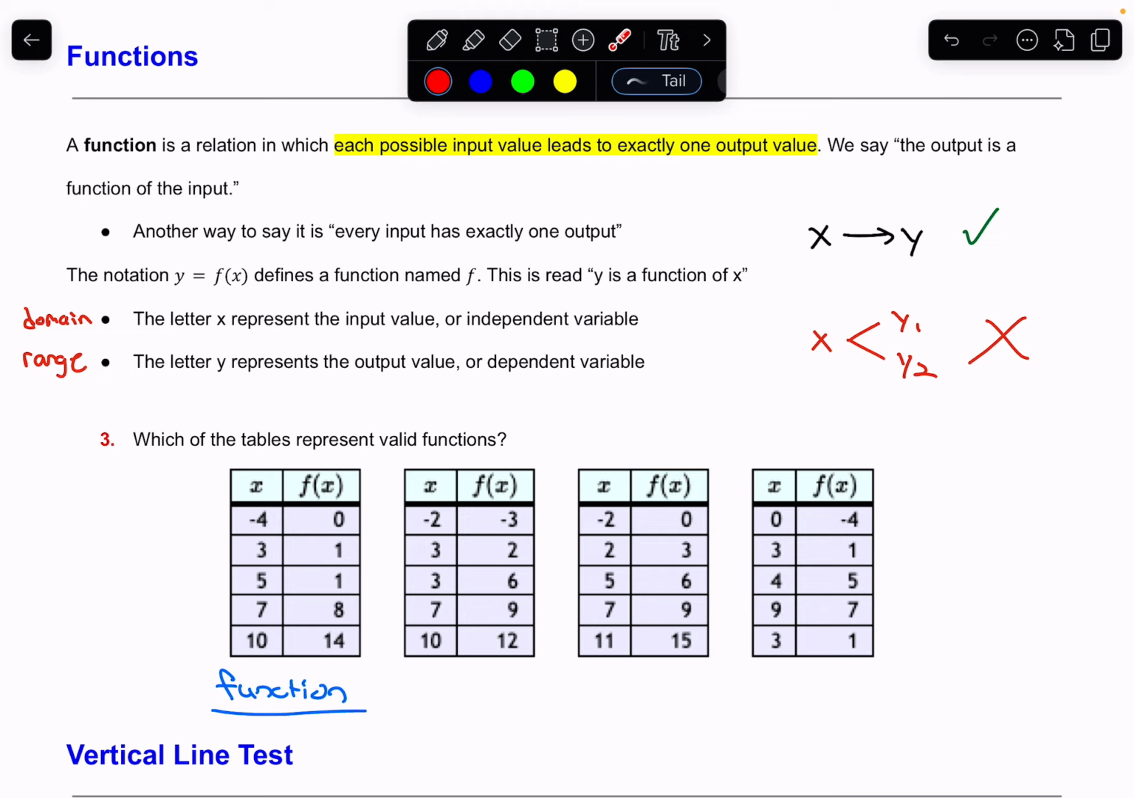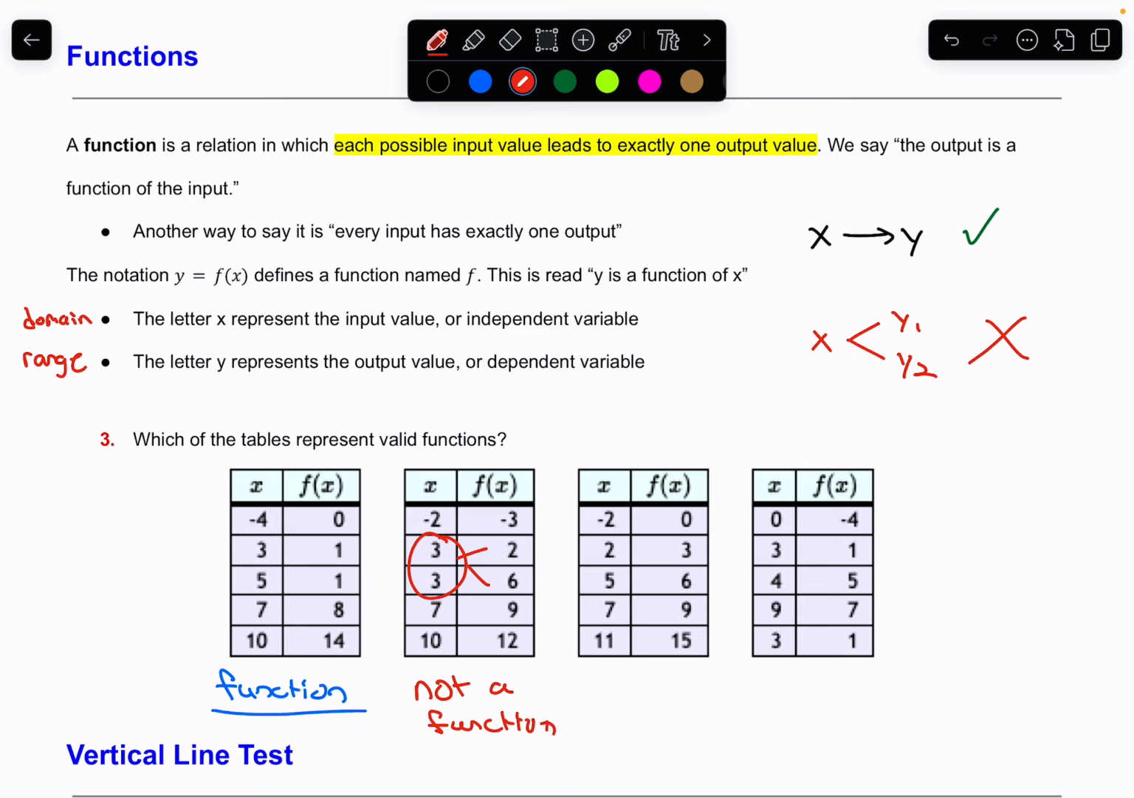Okay, so let's see one that is not a function now, so this makes a little more sense. The second table, -2 goes to -3, 3 goes to 2, and then 3 goes to 6. So without even looking at the next couple, we have the same value here, 3, going to two different places. So if 3 goes to two different places, just think about if 3 is a person trying to go to two different houses at the same time, you'd have to rip 3 in half. It's just not possible. So same thing with functions. We cannot have the same input go to two different outputs. And so because of this, these two 3's going to two different places, this is not a function.